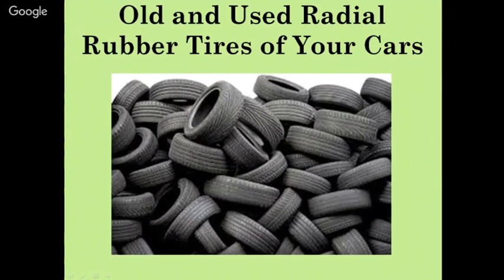So here, we have used old and used radial rubber tires for developing the viscoelastic link elements. Why have we used these old and used rubber tires? When we started our research, I was searching for the material, what material I can use for making my low cost viscoelastic link elements.